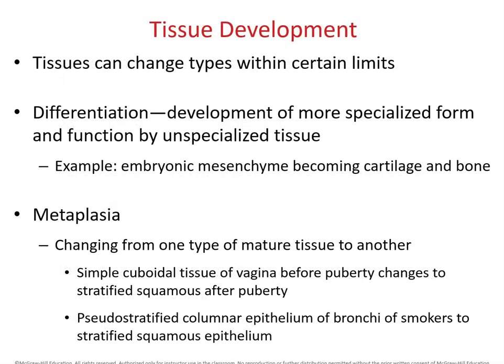Tissues can sometimes change their type. This happens in normal development in some cases. So for instance, you know that newborns' bones are softer than adult bones, and adult bones, as a person ages, become more and more brittle. So that's an example of tissue development and differentiation over time.